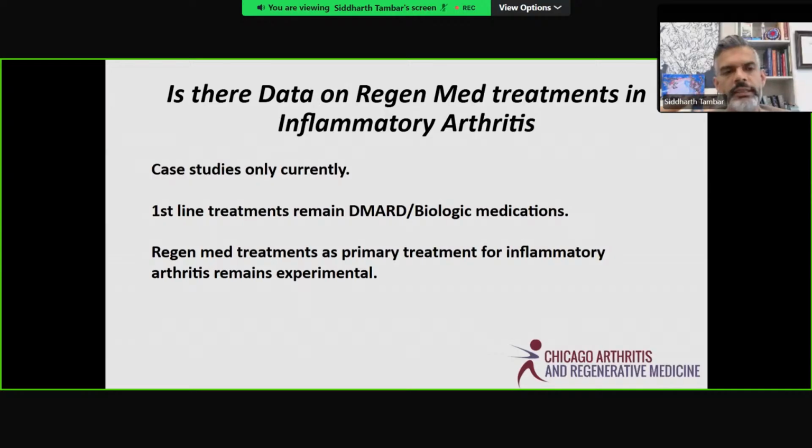So my take is that your first line treatments, if you have a total body condition, should still be to treat things on the total body level. And that includes disease modifying treatments and biologic medications, because that's what's been around for decades, and that's where really most of the data is. Regen med treatments could still be considered, but as a primary treatment for inflammatory arthritis is still considered experimental.